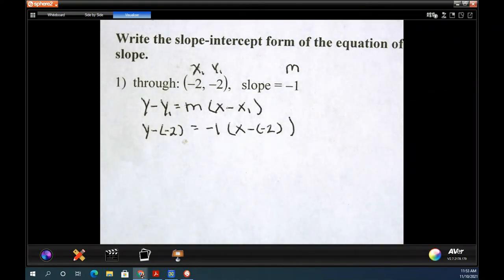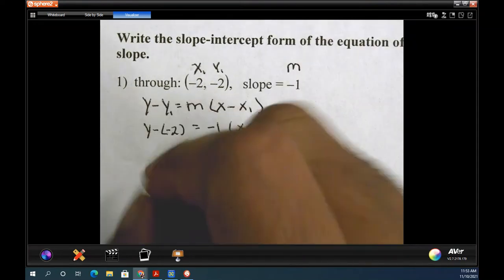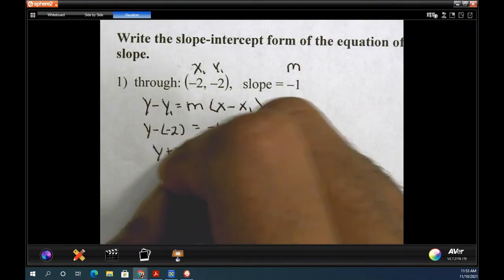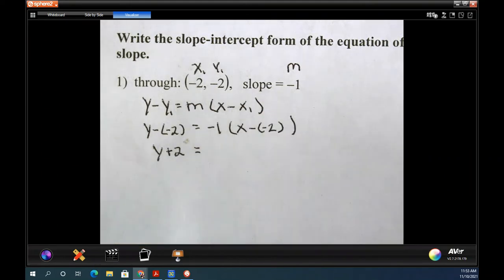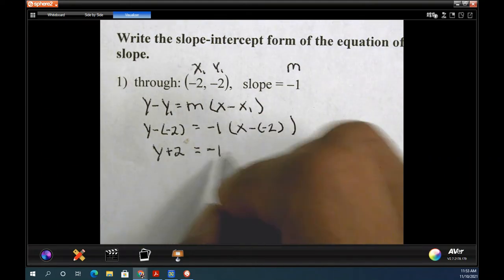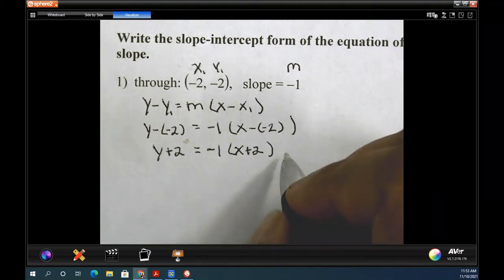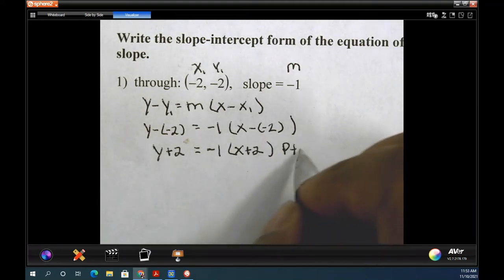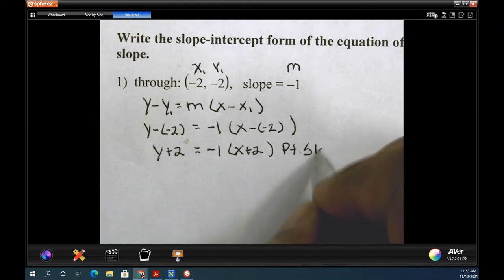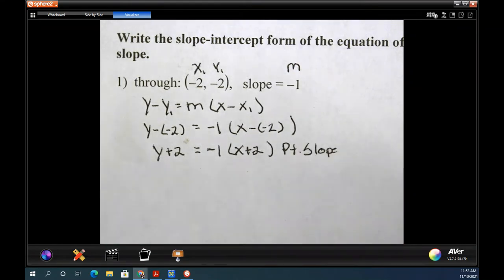Now, what does minus a negative turn into? Plus. Now, we got negative 1, so it'd be x plus 2. Now, that is point slope. You're going to have to read the directions. Sometimes it's going to want it in point slope form. Sometimes it's going to want it in slope intercept form.